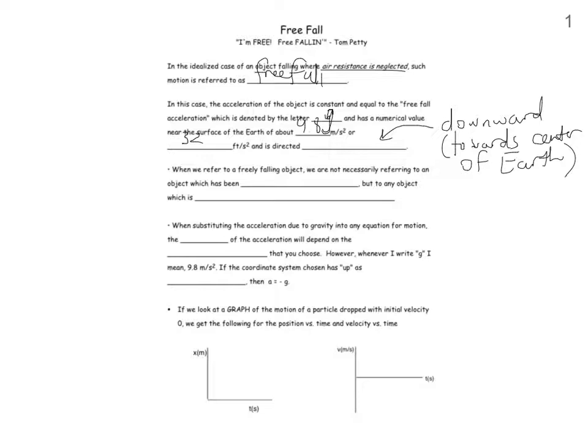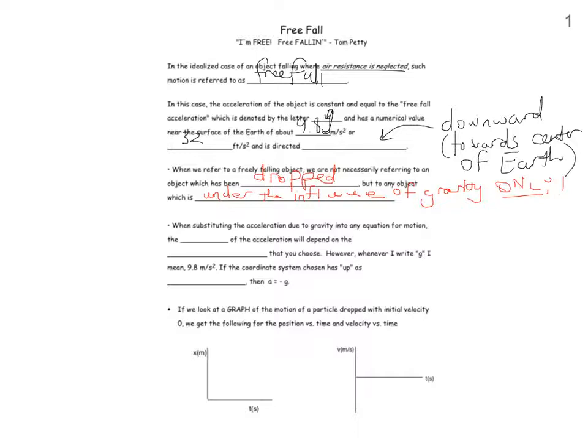Whenever we're referring to a free-falling object, we're not necessarily referring to an object which has been dropped. That's a very common misconception, that free fall means that something has to be dropped. Not necessarily, but we are referring to any object which is under only the influence of gravity. It's very hard to write on this thing.